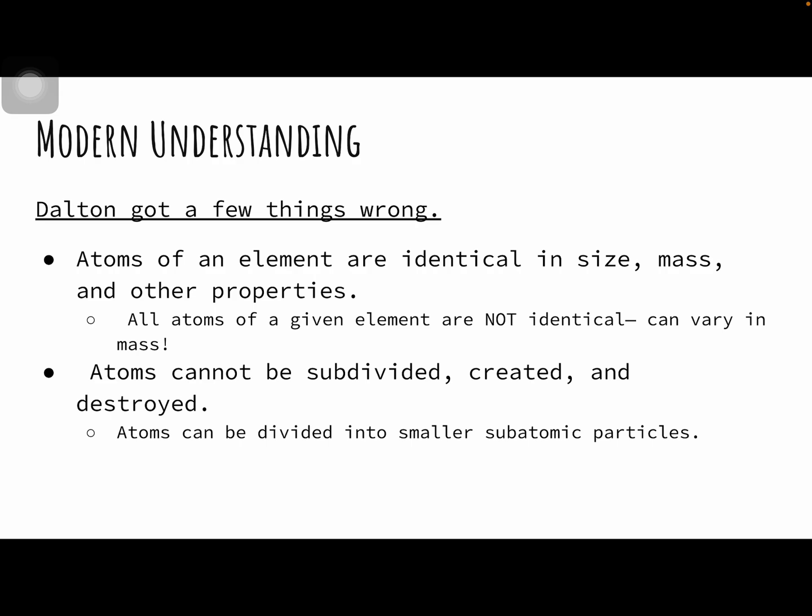Atoms cannot be subdivided, created, or destroyed. Atoms can be divided into smaller subatomic particles, which we know as protons, neutrons, and electrons. So generally, we don't break down atoms further, but we can break them down into their parts and look at them at a little bit deeper level.